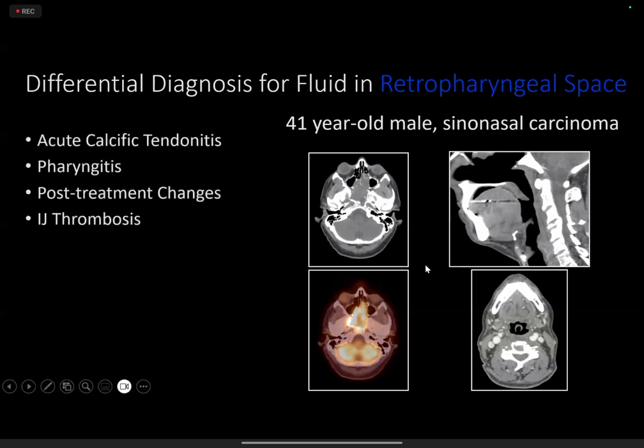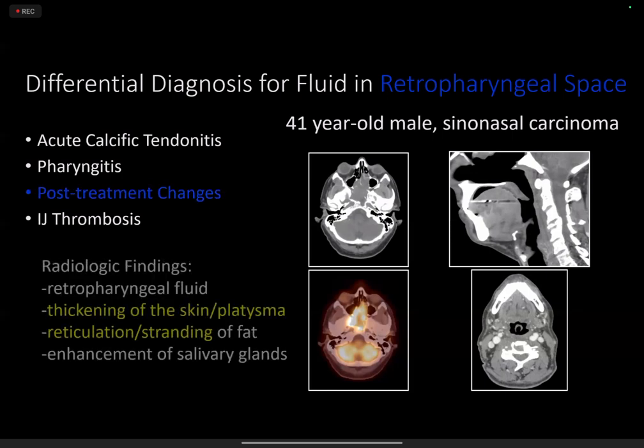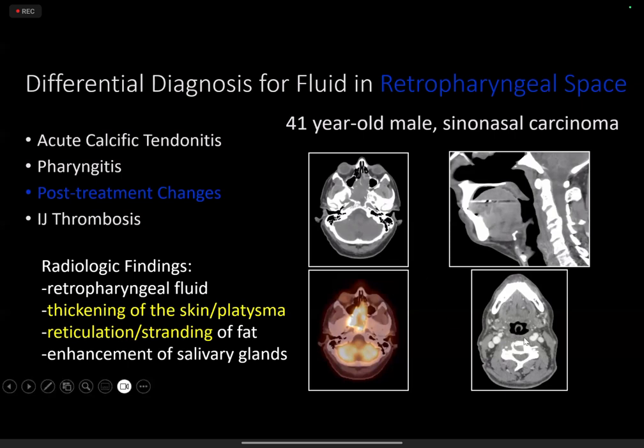Again, we're going to think back to our differential, the four things that we're going to think about, the fluid in the retropharyngeal space. And this is a case of just normal post-treatment changes. So radiologic findings that you can see in a post-radiated neck is fluid within the retropharyngeal space.